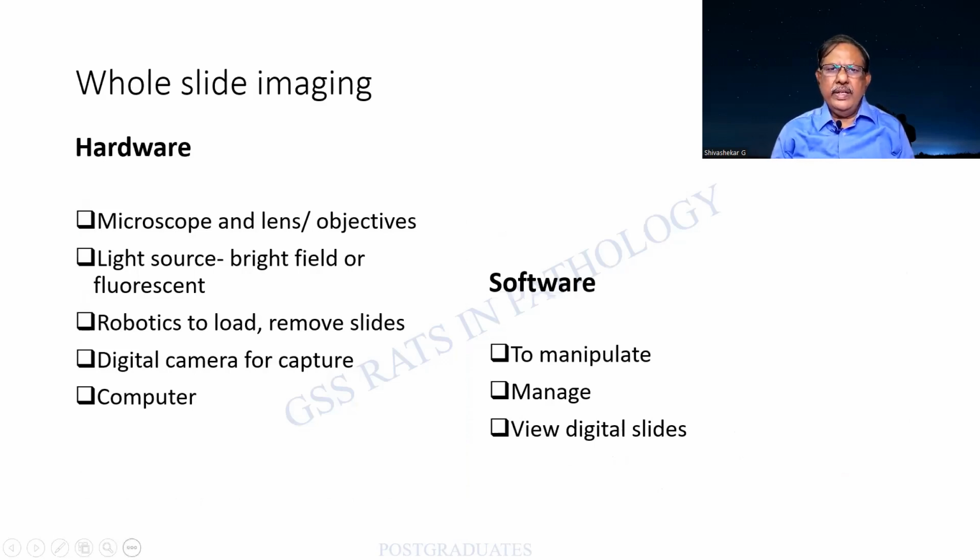Now, for whole slide imaging, there are two components which are needed. One is the hardware. I have mentioned this even in my class on flow cytometry. You find that there will be the microscope, lenses, the light source, the robotics to load and remove the slides, the camera to capture, and the computer. Until this, it will be the hardware. After which, for manipulation, for managing and viewing the digital slides, there will have to be the software. This will automatically make the changes, change in the resolution, change in the color, etc. Finally, send the pictures. This is the software part of it.